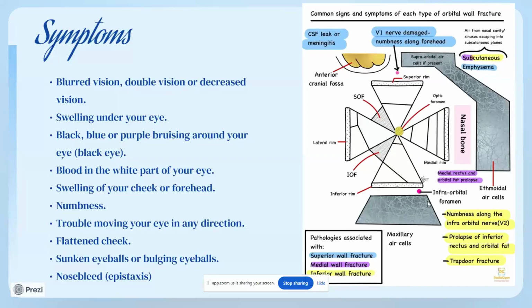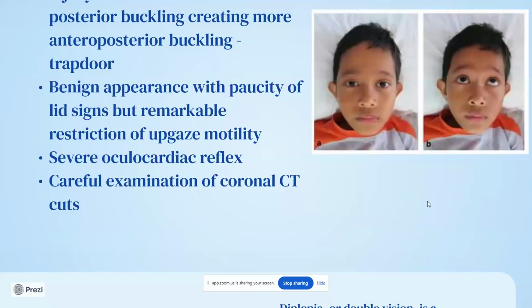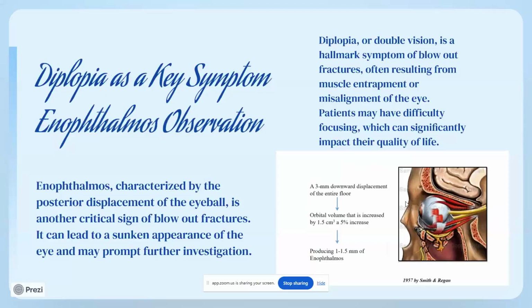The white-eyed fracture I've already discussed. Diplopia is referred to as a hallmark symptom of the blowout fracture, but that doesn't necessarily mean that it is due to muscle entrapment. It can also be due to misalignment of the eye, direct injury to the muscle, or muscle edema or hematoma.